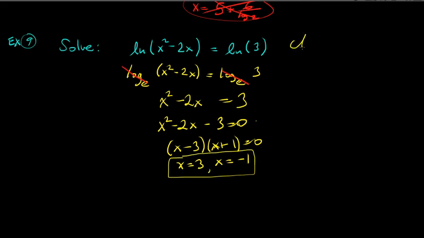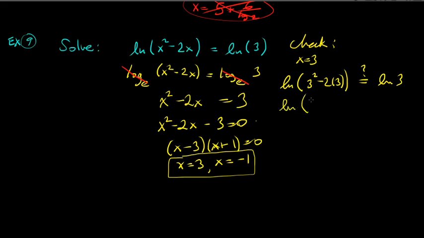And we should check, right? I know we haven't been checking recently, but it's a good idea, right? So let's start with x equals 3. Let's check that. If I take the natural log of 3 squared minus 2 times 3, do I get the natural log of 3? Well, what's this on the left here? 3 squared is 9, and 2 times 3 is 6. Well, 9 minus 6 is 3, so of course that's equal to the natural log of 3.